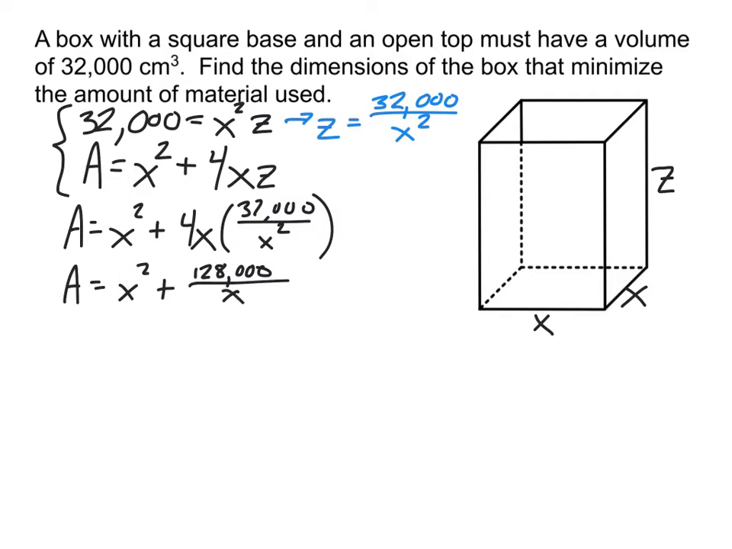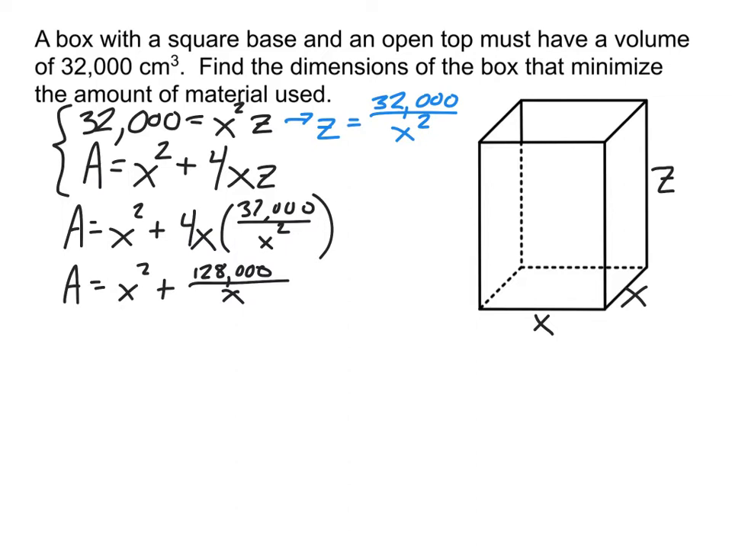And so you notice we end up with 128,000 over x there, because the 4 times the 32,000 gives me the 128,000. And then if I put an x on top, but then have the x squared on bottom, I can cancel an x out of both top and bottom, which is why this is just an x on the bottom and not an x squared.